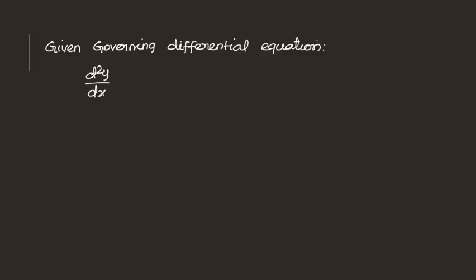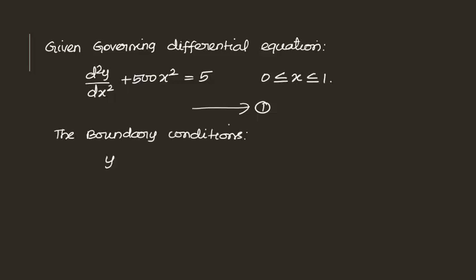So the given differential equation is d square y by dx square plus 500x square is equal to 5. We can take this as equation 1. This equation is valid for x is equal to 0 to 1. The boundary conditions of the problem are given as y at x is equal to 0 is equal to 0 and y at x is equal to 1 is equal to 0.